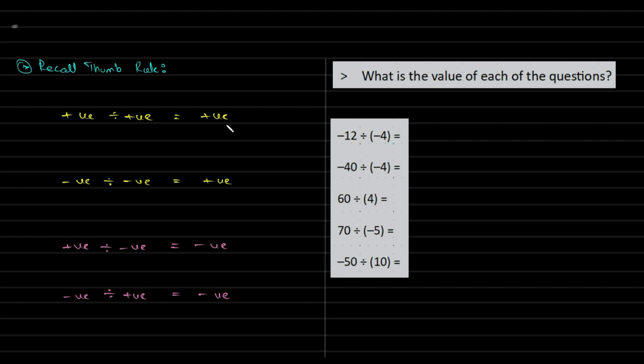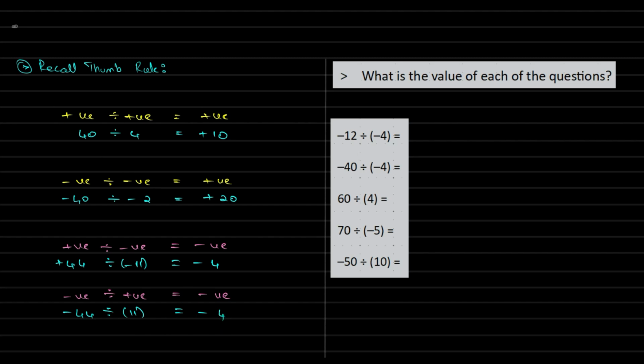Okay, so I'll give an example, it will make sense. 40 divided by 4, both are positive, answer is positive. Minus 40 divided by minus 2, negative divided by negative is positive, answer is 20. 44 divided by negative 11, positive divided by negative is negative, 44 divided by 11 is 4. Negative 44 divided by positive 11, answer will be negative, this is 4.